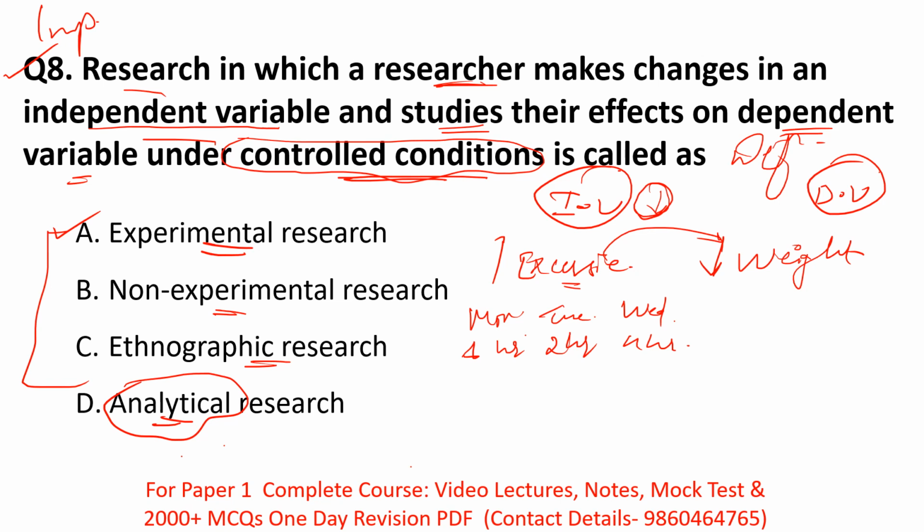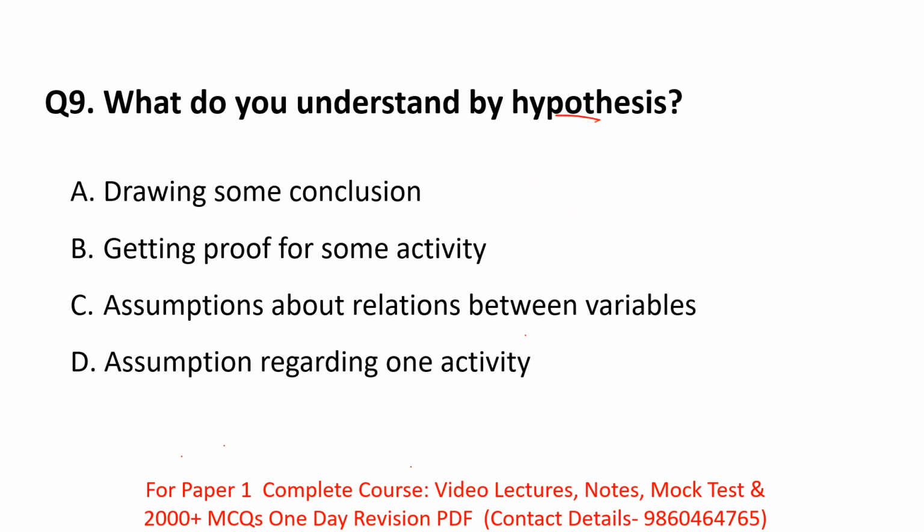So this is the definition of experimental research. So here the correct answer is option E, experimental research. Next question. What do you understand by hypothesis? In this question, we have to find basically the definition of hypothesis. Again, an important question. The examiner will ask you questions on hypothesis. In your exam, you will get compulsory 2 to 3 questions on the hypothesis topic. So what do you mean by hypothesis?